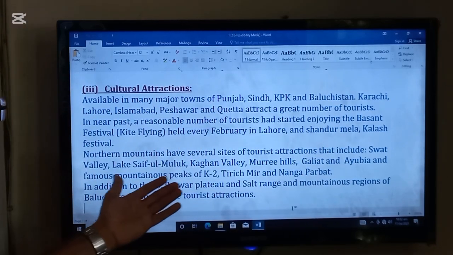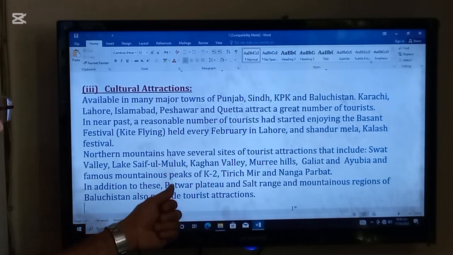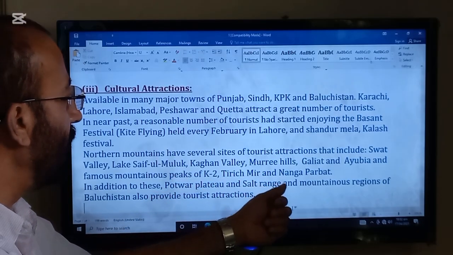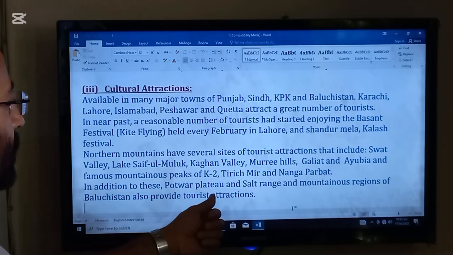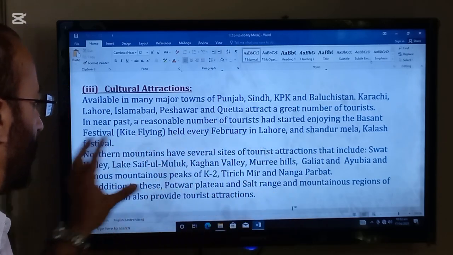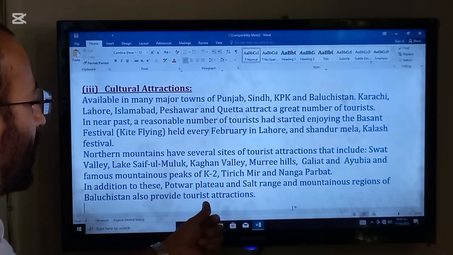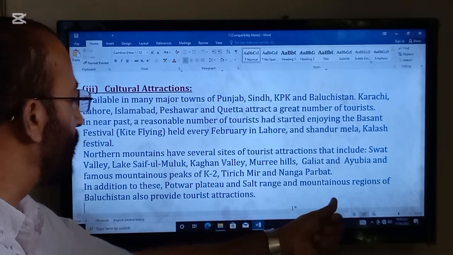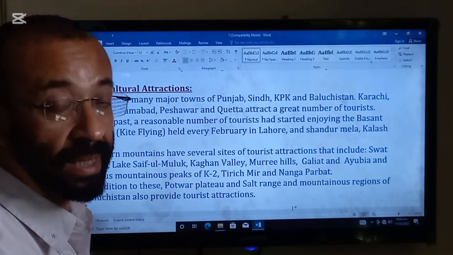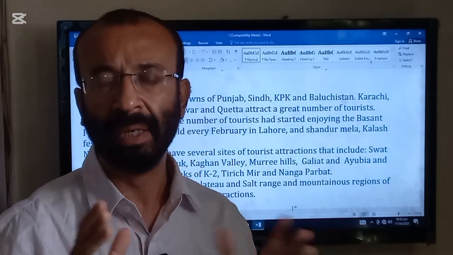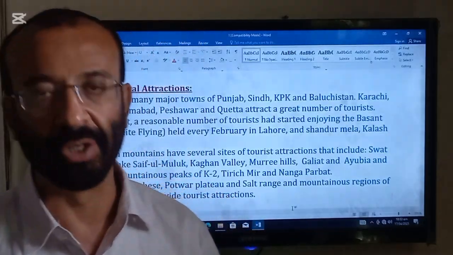The northern mountains have several sites of tourist attraction that include Swat Valley, Lake Saiful Muluk, Kaghan Valley, Murree Hills, Galiyat and Ayubia, and famous mountainous peaks such as K2, Tirich Mir and Nanga Parbat. So these are very attractive places available in Pakistan. In addition to these, Potwar Plateau and Salt Range and mountainous regions of Balochistan also provide tourist attraction. So these are the sightseeing things available in Pakistan regarding archaeological, historical and cultural attractions.